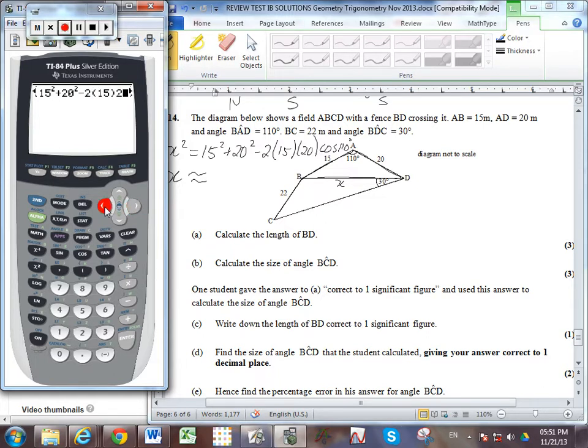Oh. Maybe this is what happened. 15 times 20 times the cosine of 110 degrees. Okay, there it is. I must have made a mistake with the parentheses. So my length of BD then is 28.8 meters.